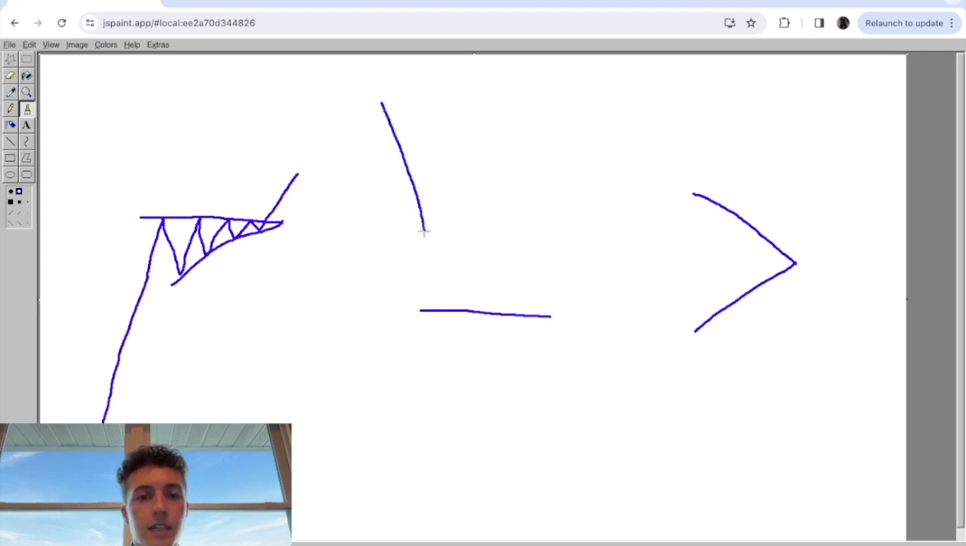Same thing with a descending triangle. We have our bearish move here. We have our lower highs where we're bouncing off of the same flat bottom support each time up until we finally end up breaking below that.